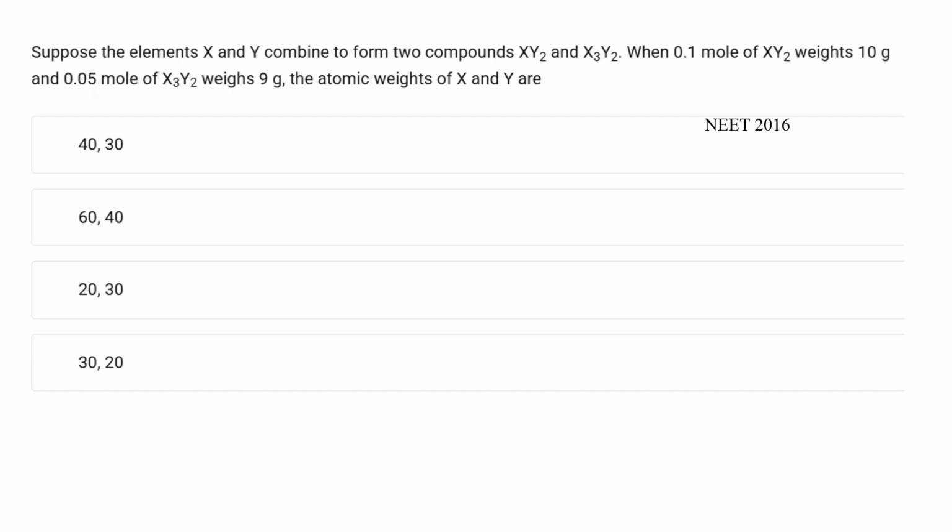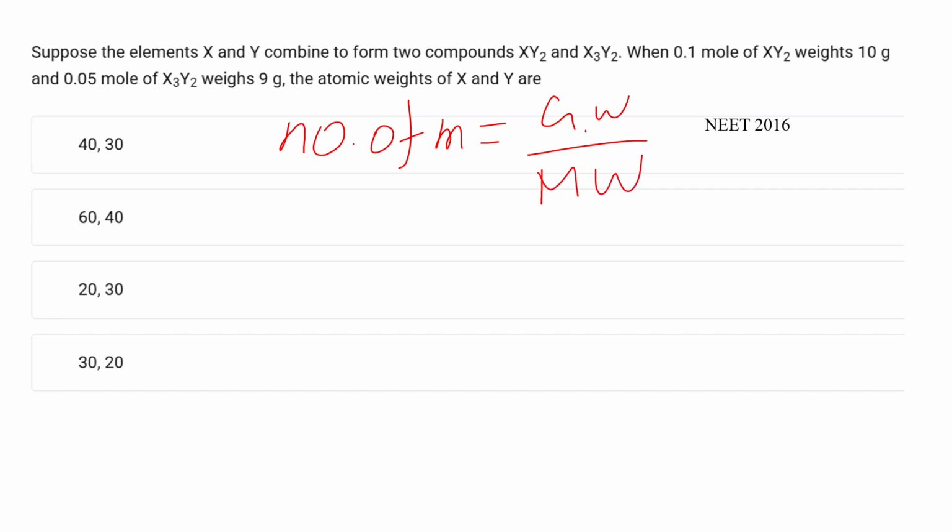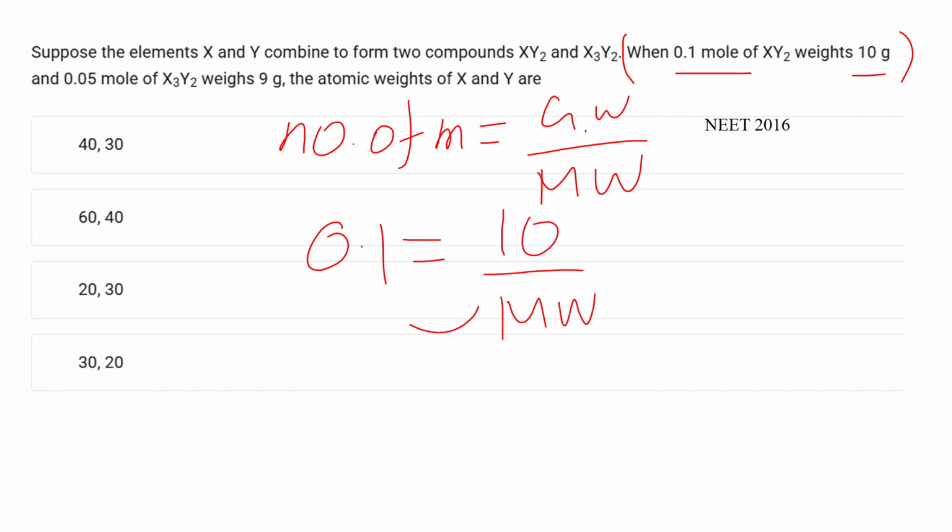There is one simple formula: number of moles is equal to given weight divided by molecular weight. For the molecule XY2, the number of moles is 0.1 and the given weight is 10. So the molecular weight is equal to 10 divided by 0.1.